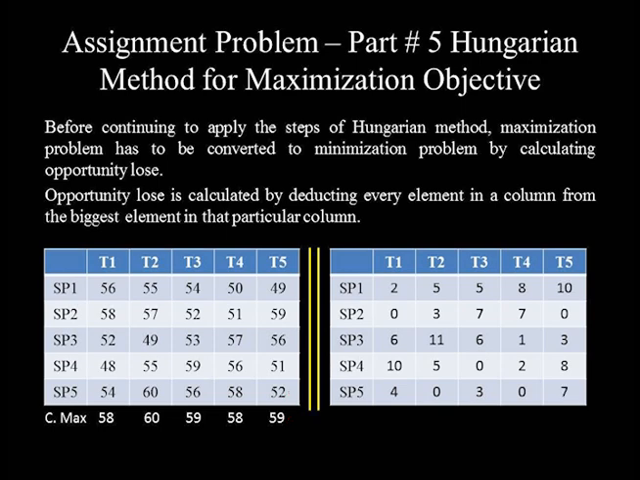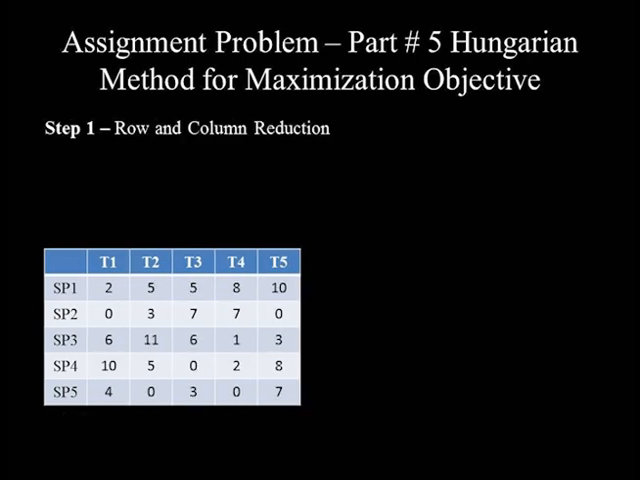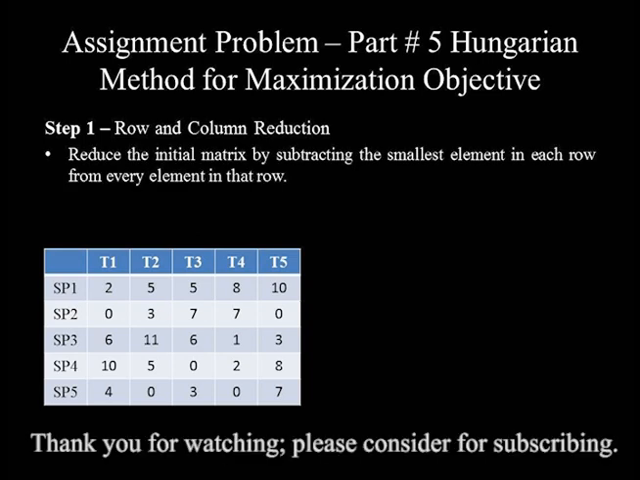It is this right-hand side matrix, called the opportunity loss matrix, that we use in the upcoming steps of Hungarian method. The first step of this method is row reduction and column reduction. As the first sub-step of this step, reduce the initial matrix by subtracting the smallest element in each row from every element in that row.